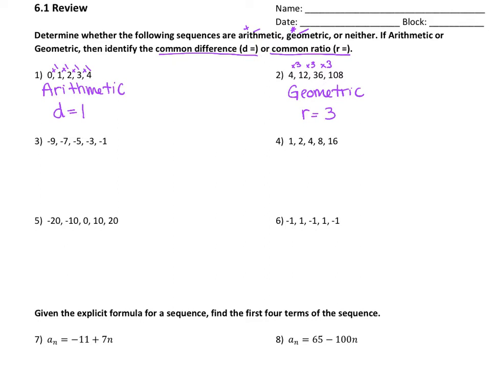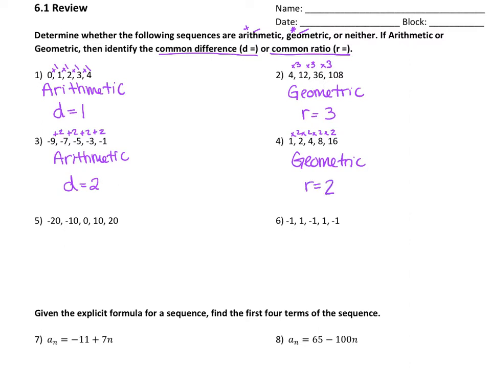Number 3, I'm adding 2 each time because my negative numbers are getting smaller, so I know I'm adding. So again, since I'm adding, it's an arithmetic sequence, and my common difference is positive 2. All right, number 4, 1, 2, 4, 8, 16. So times 2, times 2, times 2, times 2. Okay, so this is geometric, and my common ratio is 2.